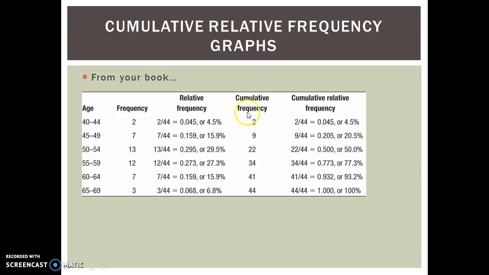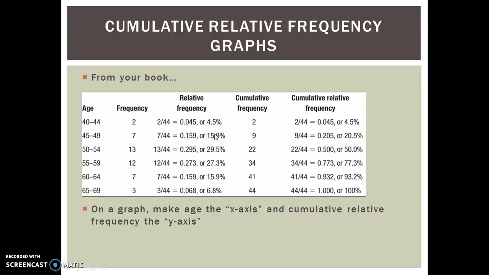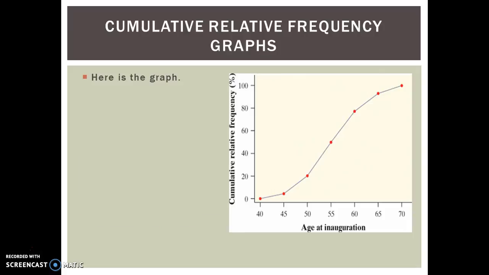But if I'm doing a cumulative, which means I'm adding them up as I go, I would end up with 9 for this group. 9 divided by 44 gives me 20.5, which just happens to be these first two relative frequencies added together. Okay? If I was going to put this on a graph, I would make age the x-axis and the cumulative relative frequency the y-axis. Okay, so here's the graph.